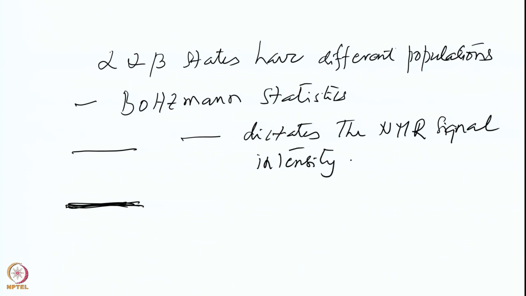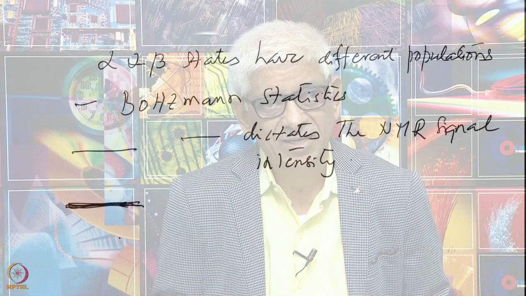Okay, now let us look at this in a different way. This was the approach which Purcell had taken, a quantum mechanical description of the interaction of the spins with the magnetic field. Felix Bloch looked at it in a different way. He took an analogy with magnetic moments in general. When you apply a magnetic field to a magnetic moment, what happens?